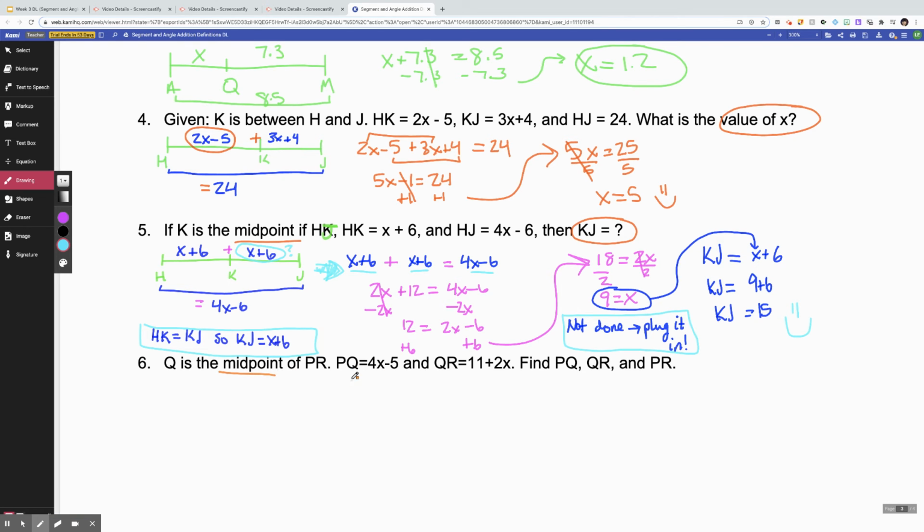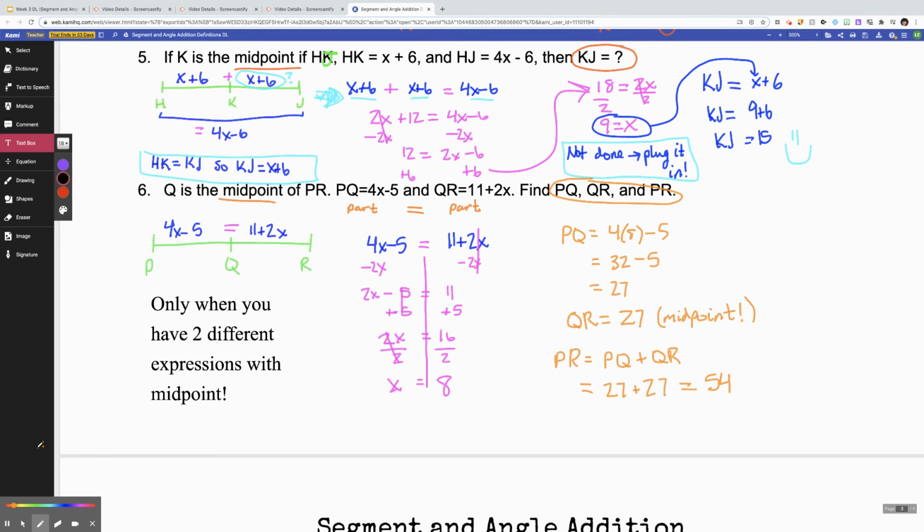Okay, but this time you have the two parts, right? You have PQ and QR. But remember that the parts are equal, okay? So if they give you the two parts and they are different expressions, those expressions have to be equal, okay? So that's my hint for you to try this one on your own, all right? So give this a try on your own. I'm going to write some stuff out, and I will see you back here in just a second.